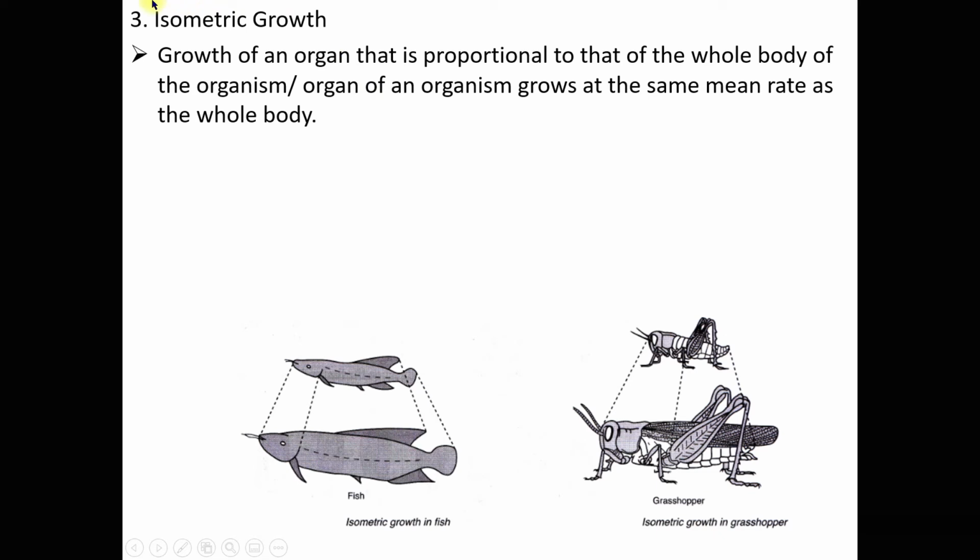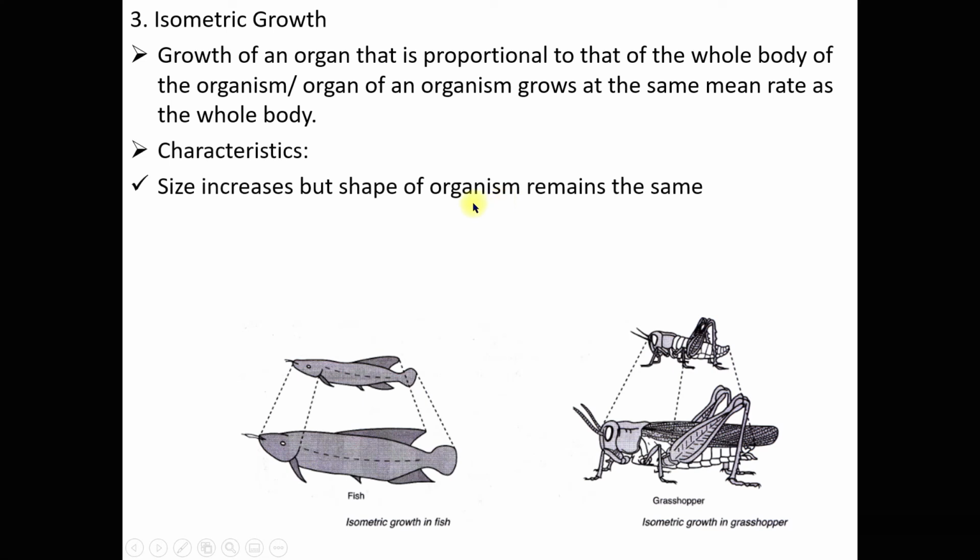Now isometric growth, iso means same. So the growth of an organ that is proportional to that of the whole body of the organism. Or you can say the organ of an organism will grow at the same mean rate as the whole body. So as the body increases, the organ also increases, or as the organ increases in size, the body also increases in size. That is isometric growth, normally shown by fish and grasshopper. The characteristics of isometric growth: the size increases, but the shape of the organism remains the same.